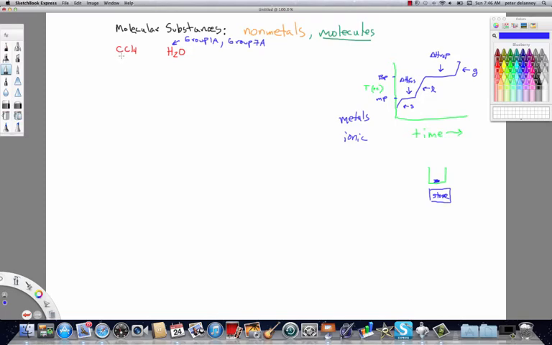If I calculate the molar mass of carbon tetrachloride, all right, it's 153.81 grams per mole. Water, on the other hand, is about 18.016 grams per mole.